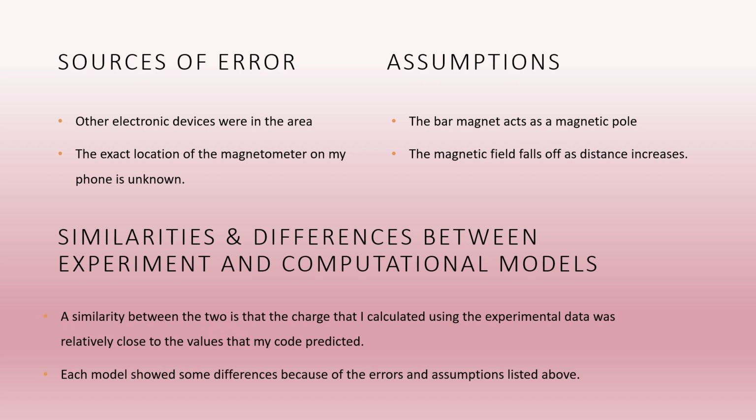So there are some possible sources of error. First is the fact that other electronic devices could have been in the area. And the exact location of the magnetometer on my phone is unknown. Several assumptions were that the bar magnet acts as a magnetic pole and the magnetic field falls off as distance increases. A similarity between the two is that the charge that I calculated using the experimental data was relatively close to the values that my code predicted. Each model showed some differences because of the errors and assumptions listed above.